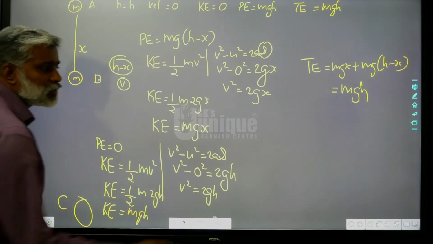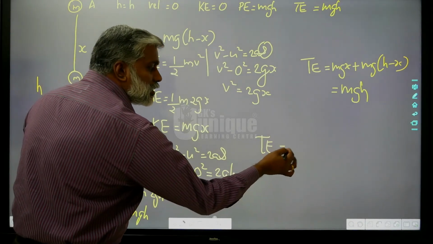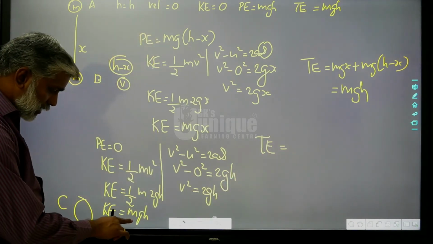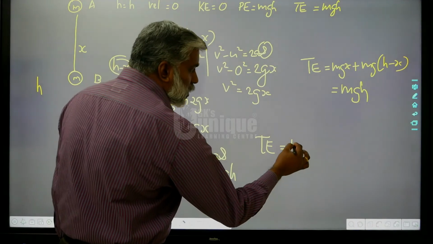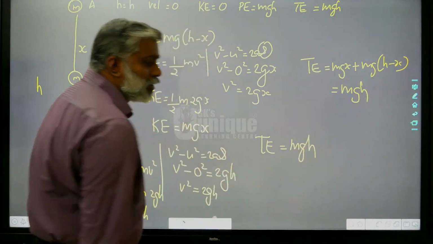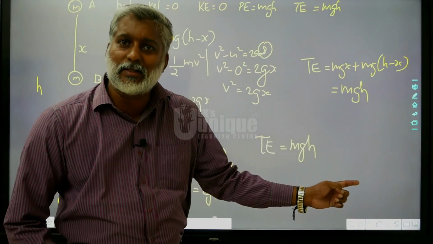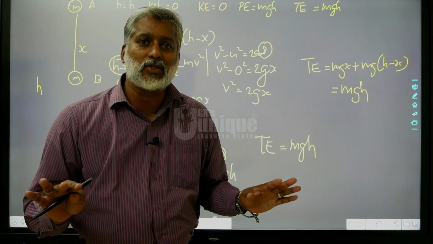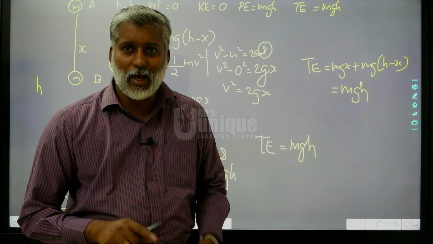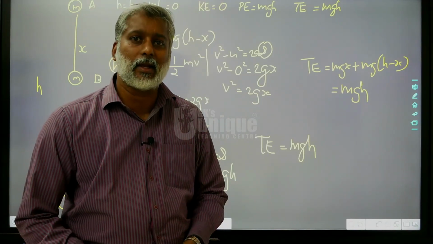Okay. So what is the total energy when the body reaches the bottom? Kinetic energy plus 0. So mgh plus 0. Your answer is mgh. That is, total energy at A equal to total energy at B equal to total energy at C. Total energy remains constant. So the situation obeys the law of conservation of mechanical energy.